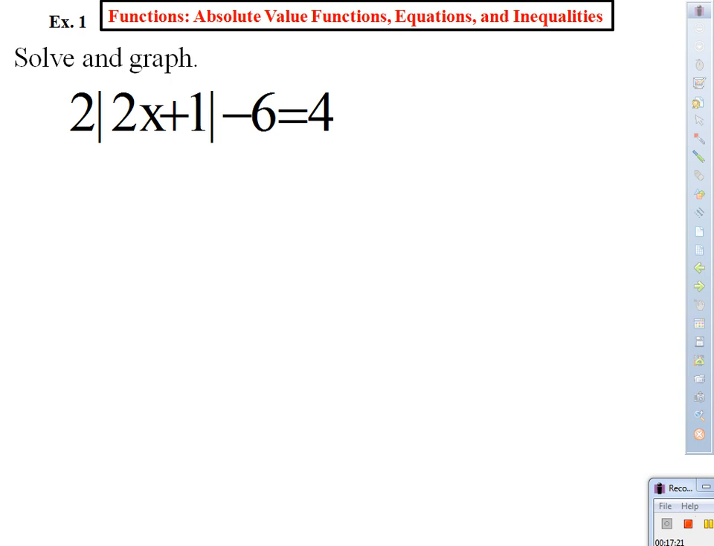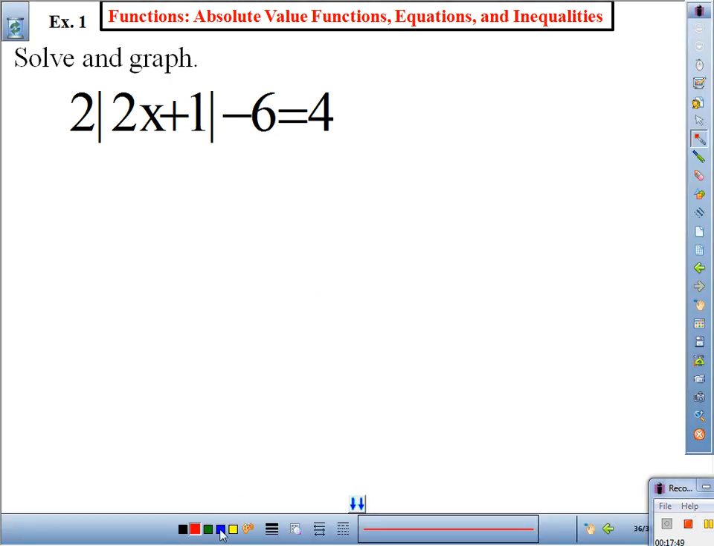Solve and graph 2 times the absolute value of 2x plus 1, plus the absolute value of negative 6, equals 4. Solve and graph. I'll give you 45 seconds, yes? Is that good? Okay, 46 seconds. Copy and go. All right, let me help you out. Here you go.